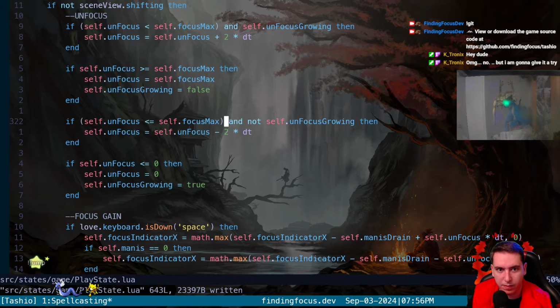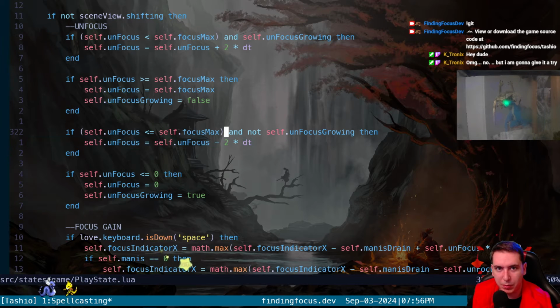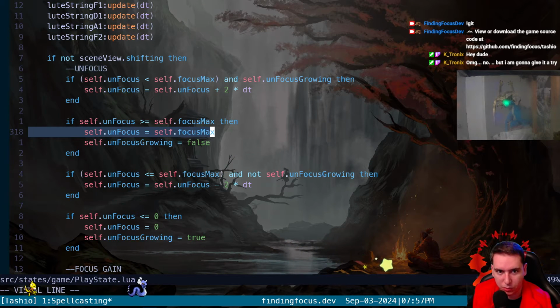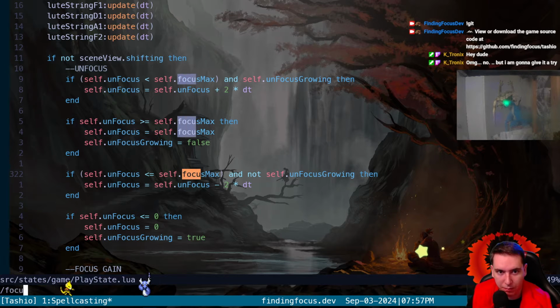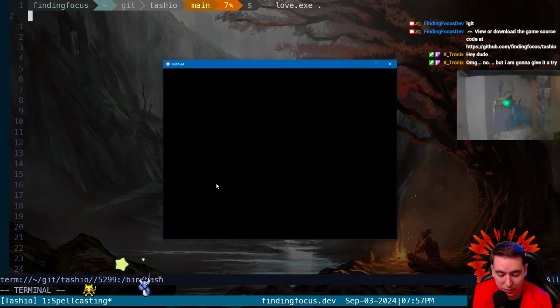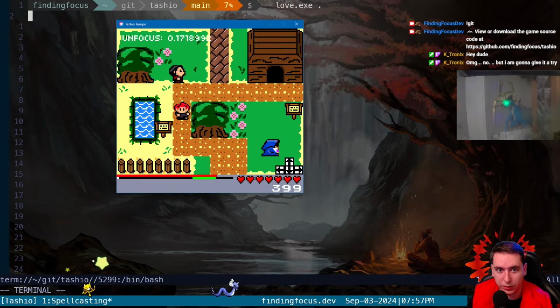So we want this value to be, it's not that we want the speed to be better. This is a better speed, but our focus max should be smaller. It's like not modifying as much. So instead of 1.5, let's just put it at 0.5 and let's see. Look at our unfocused cycling.